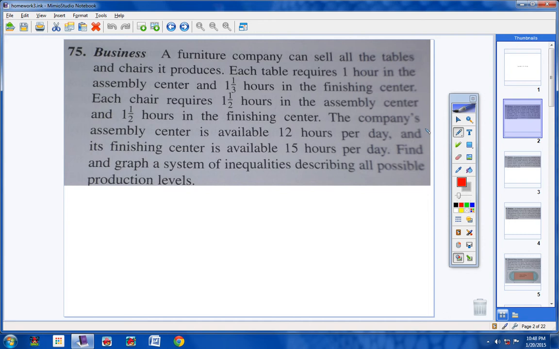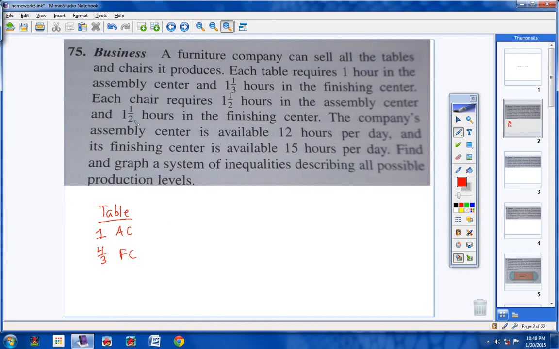Okay, here we go. A furniture company can sell all the tables and chairs that it produces. So, if the company knows that it can sell all the tables and chairs that it makes, then they're going to make as many as they can. Now, each table requires 1 hour in the assembly center and 1 1/3 hours in the finishing center. So I'm going to put a table right here. In order to make a table, you have to have 1 hour in the assembling center, and you have to have 1 1/3 hours. I'm going to put 4/3, 1 1/3 hours, in the finishing center.